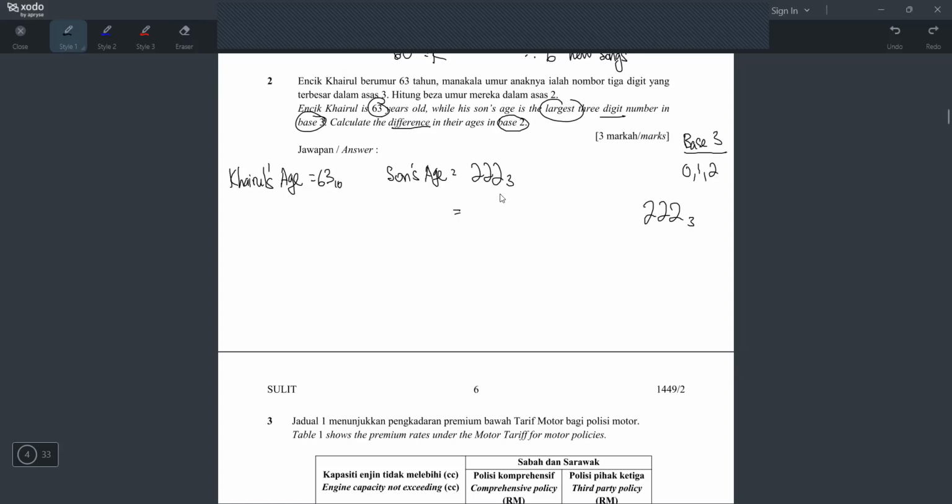Okay, what I will do is I will change this to base 10. Okay, because this is in base 10, right? So I will change to base 10. And it's easier to change to base 10, right?